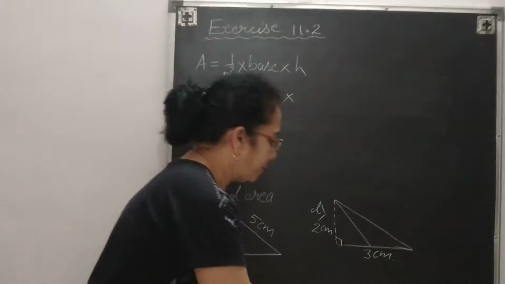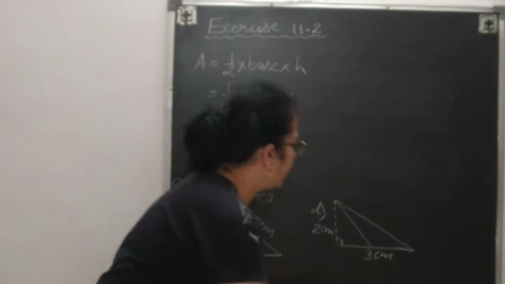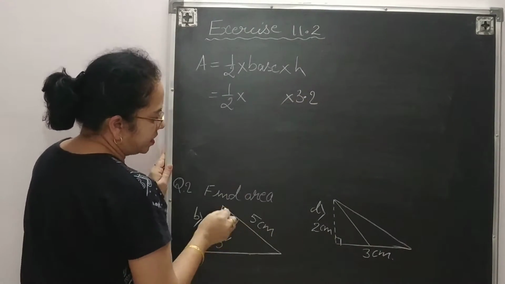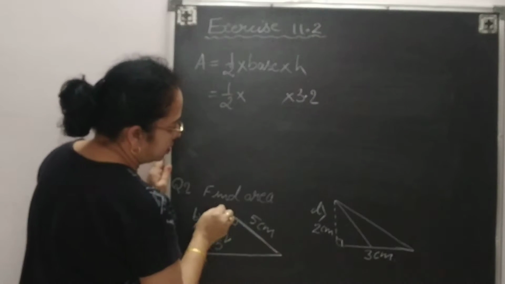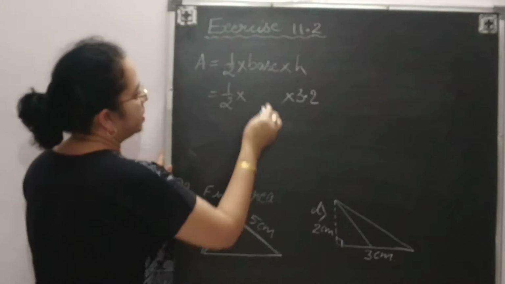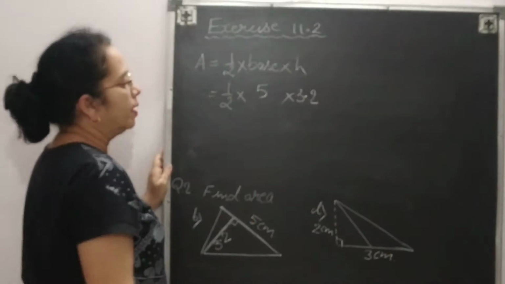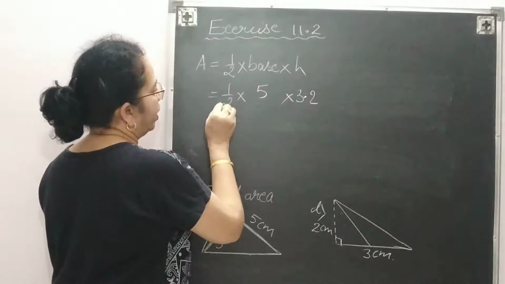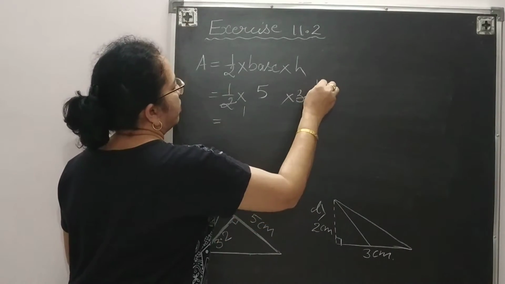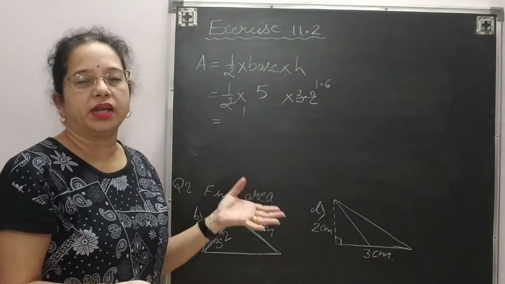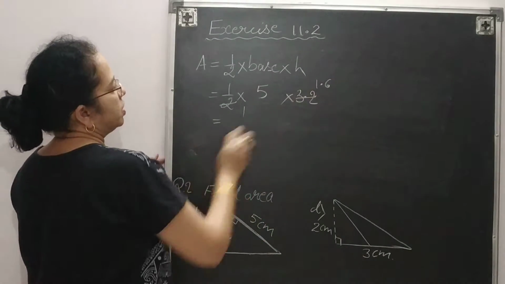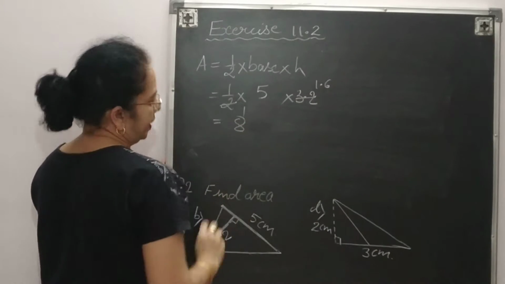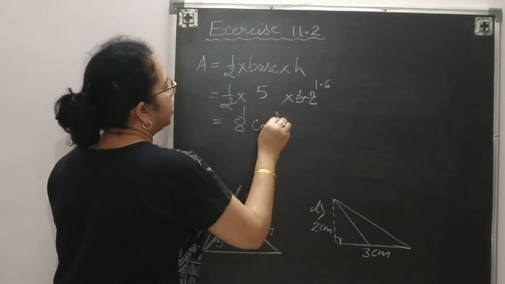So the height is 3.2. And this 90-degree is, so this is the base. So what is the base here? 5. So now you can cut the number, you can multiply. Way of solving is your own way. 2 ones are 2, and here 1.6. First you can multiply and then divide by 2. This is your choice. So 16 5s are 80. So 8.0, that is 8, and the unit will be centimeter square.